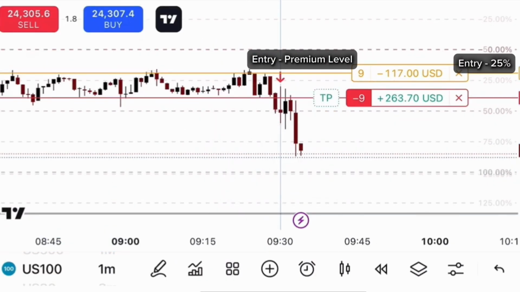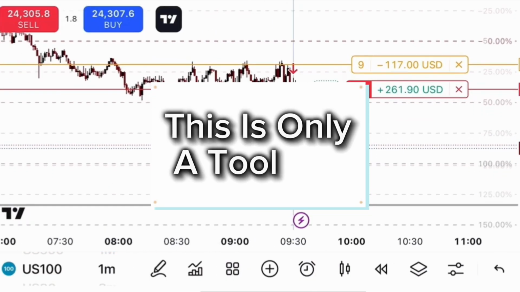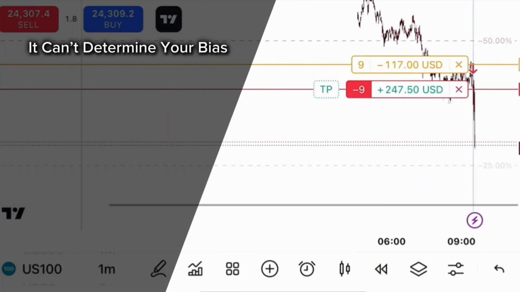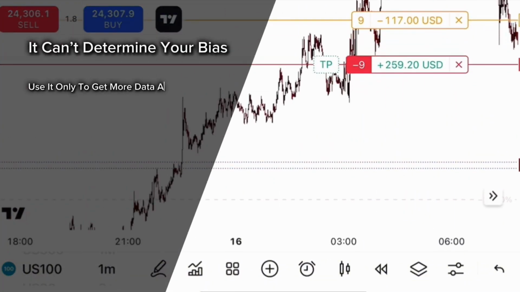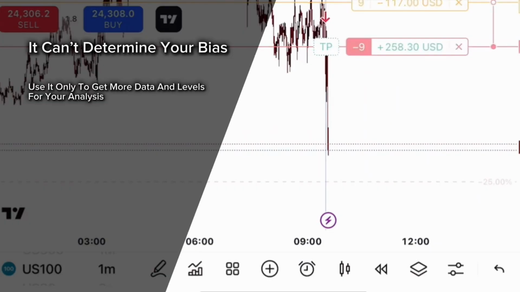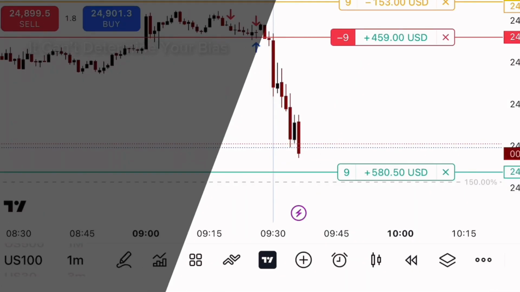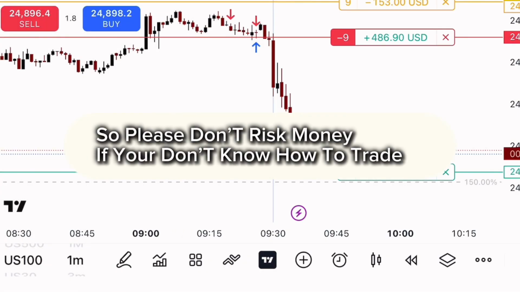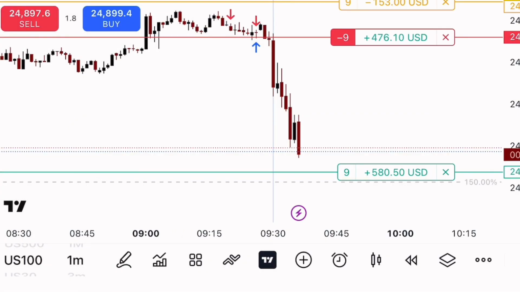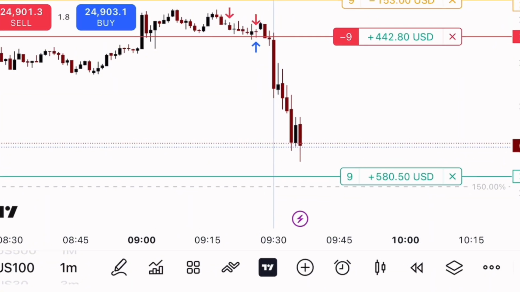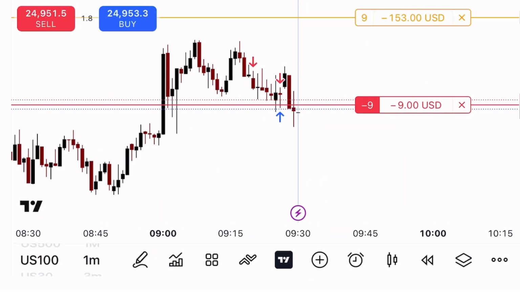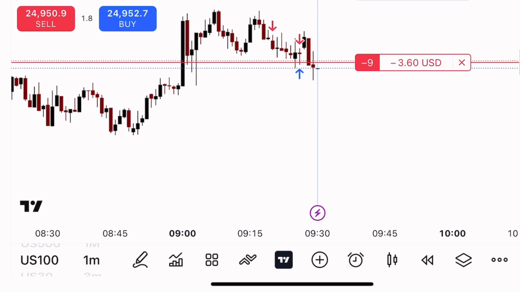Now I want you to understand and remember, this is only a tool. It cannot determine your bias. It only gives you more data for your analysis and some levels. You can only note your range on the chart with this tool. So please don't risk money if you don't know how to trade. Only use it as a tool in your model that's been proven to be consistently profitable to sharpen your edge on the market. So now let me show you how you can use this tool for even more uses.